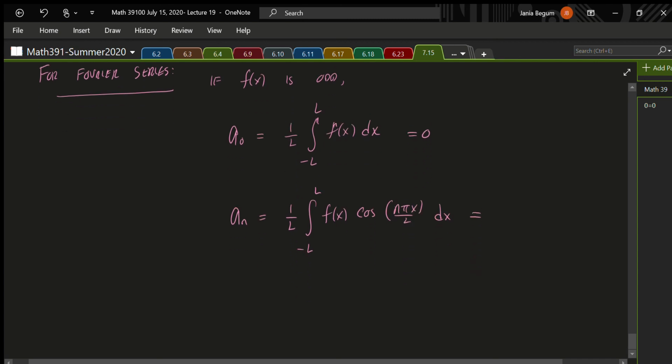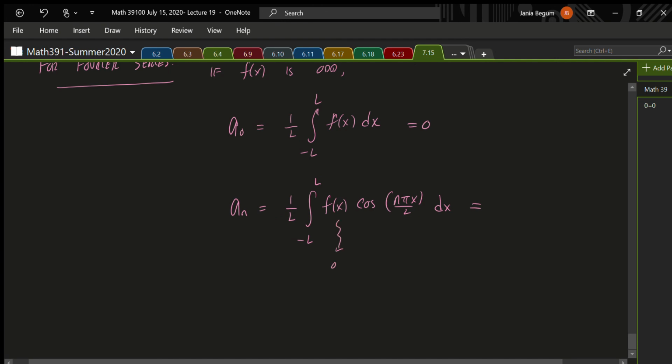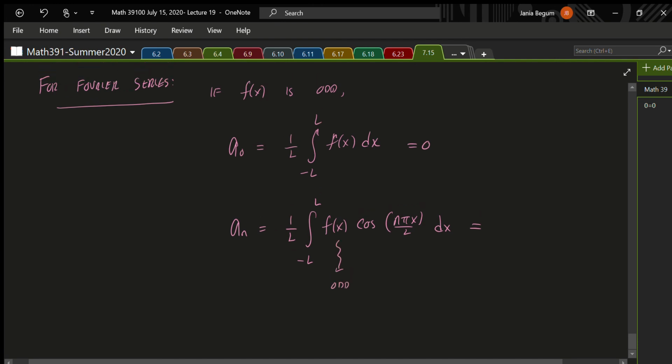So let's check this out. What happens to this function? Well, f of x is odd, that's what we're saying. And we have cosine, that's even. So odd times even. What is an odd function times an even function? No, not numbers. We're talking about functions.